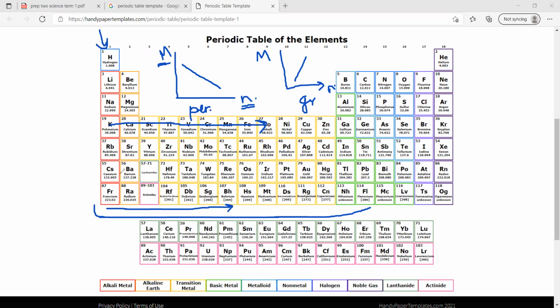In the same group, when I move from top to down, the metallic property increases because of the atomic size, which you didn't take yet. The size of the atom increases when we move from up to down. So I have here, for example, the largest metal and the strongest metal at the same time. When it becomes large, the metallic property increases. Why? Because when the size increases, it will be easier for the atom to lose the electron. So its metallic property increases.